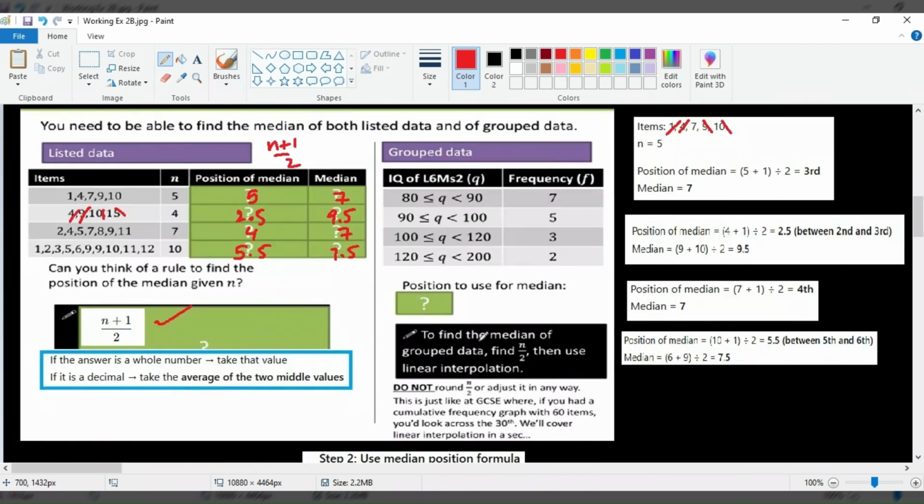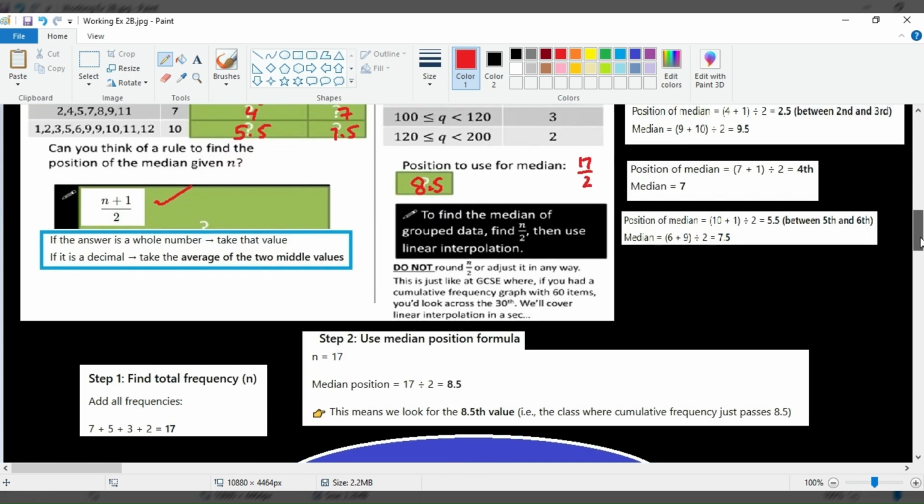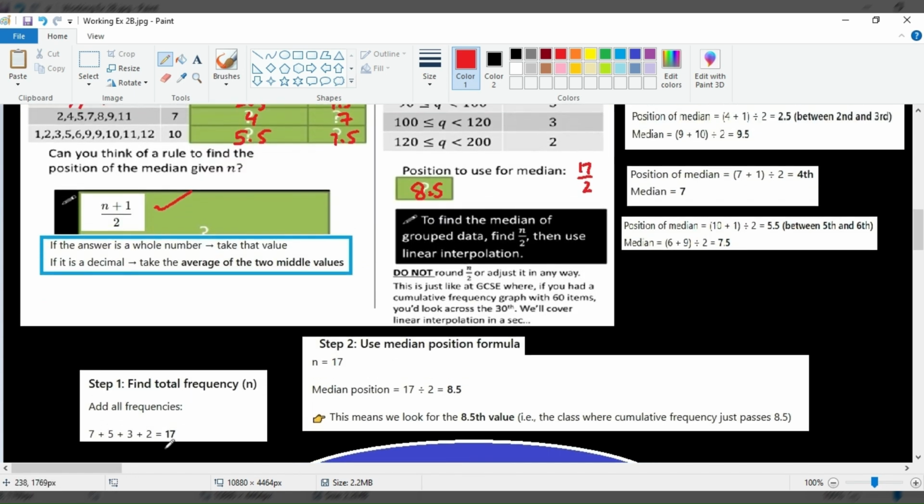As you can see in here, this one is grouped data. That means 7 plus 5 is a 12, 13, 14, 15, 16, 17. So 17 when divided by 2 is going to give us 8.5. So 8.5 you should be writing over here. And you know very well that 7 plus 5 plus 3 plus 2 is 17. And n over 2, that means n divided by 2. This gives us 8.5. This means we look for the 8.5th value, the class where the cumulative frequency just passed 8.5.